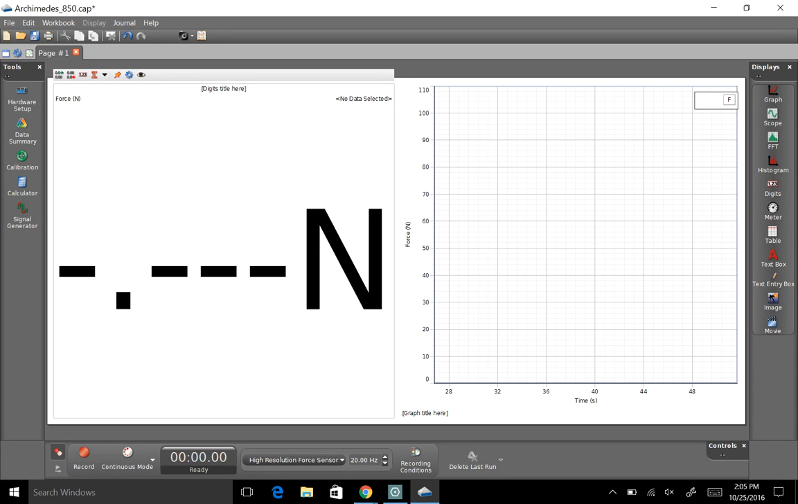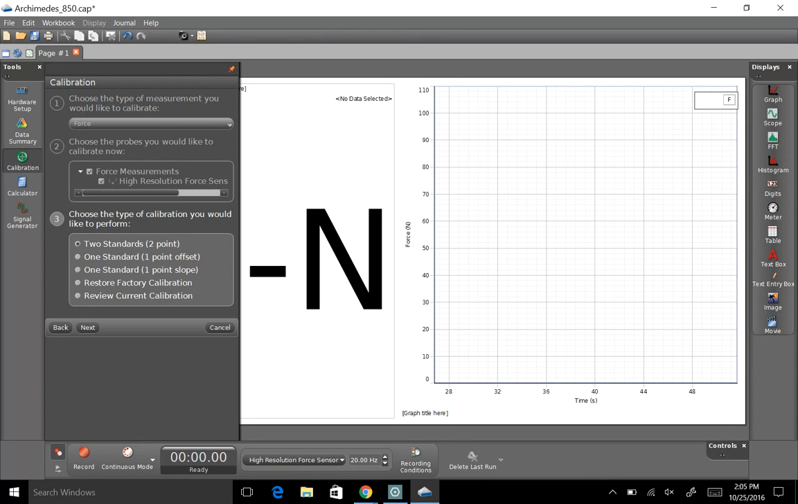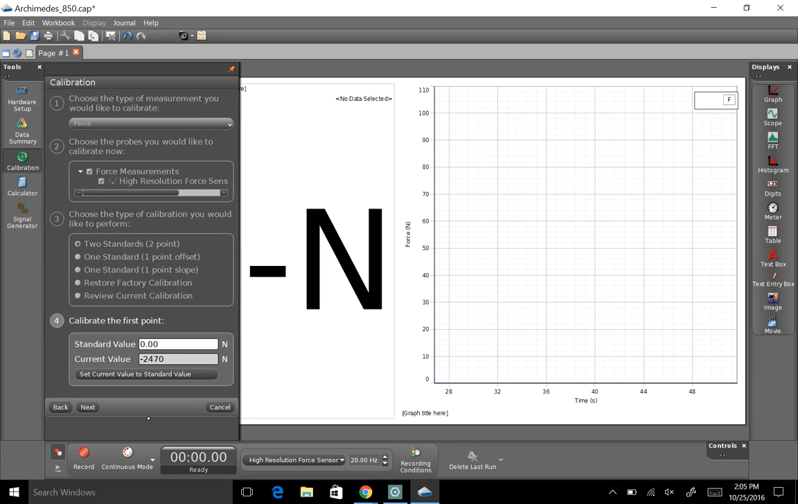The first thing I have to do is calibrate this thing. So I am going to go to calibration in my PASCO Capstone software. It should already bring up the force sensor. Next, make sure you have the standard two-point method for calibration. Click next. And now it says standard value 0.